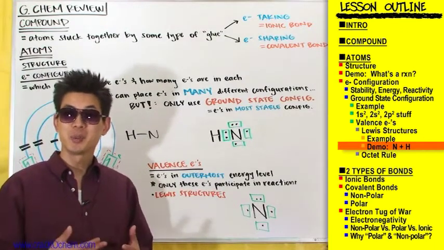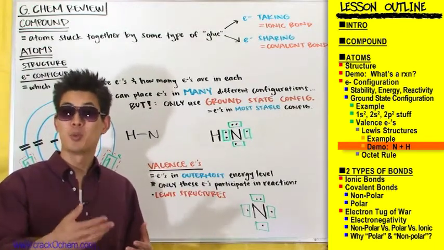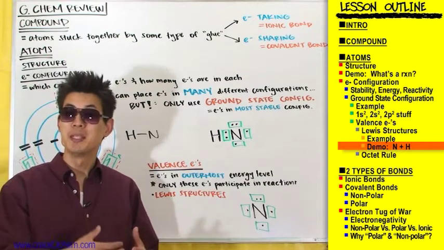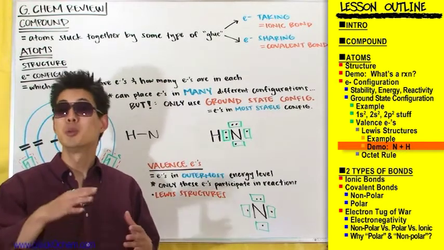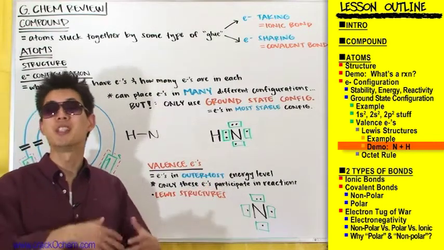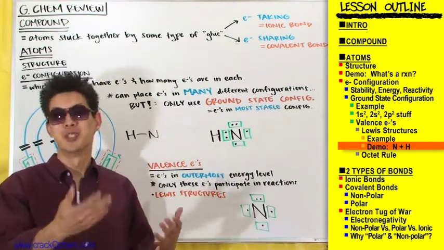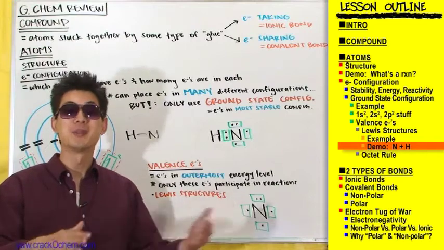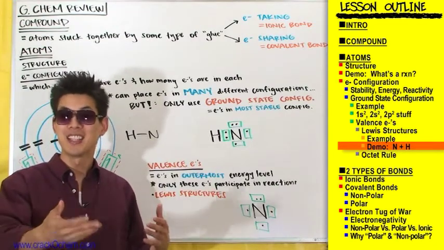Alright, so the octet rule is saying that all atoms want 8 valence electrons to be the most stable. Well, almost all atoms, right? You guys, there are exceptions. Take hydrogen, for example. It's only got 1 orbital, so it only wants 2 valence electrons. But most atoms, like nitrogen, want 8 valence electrons.